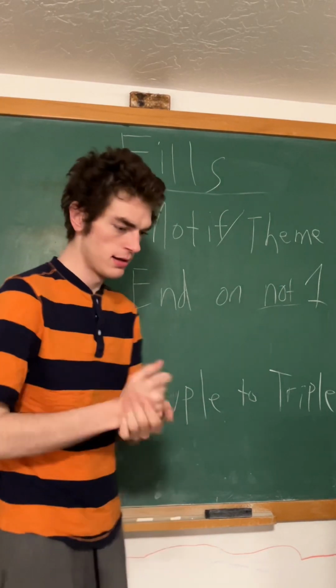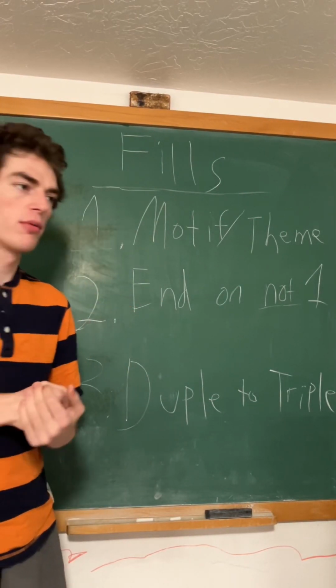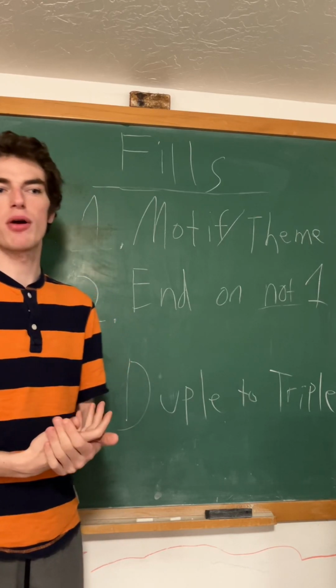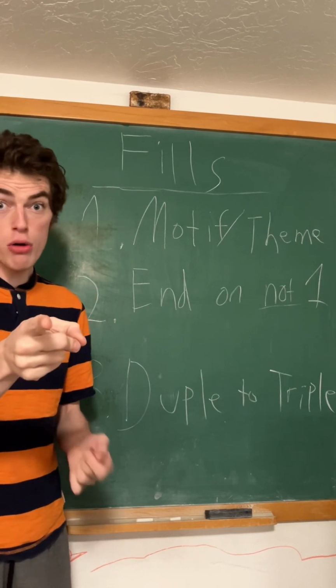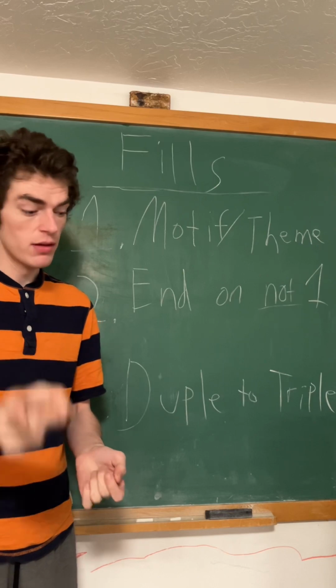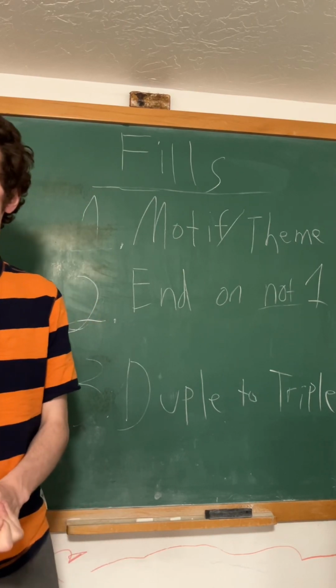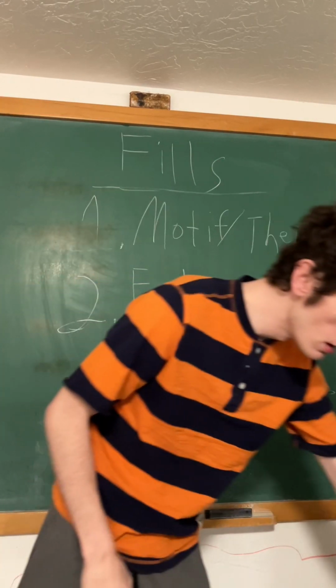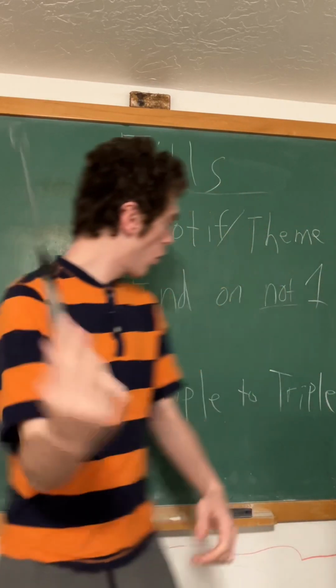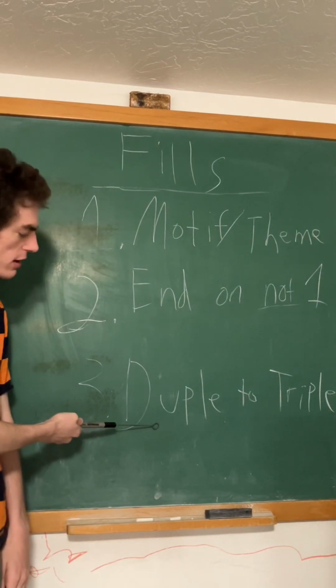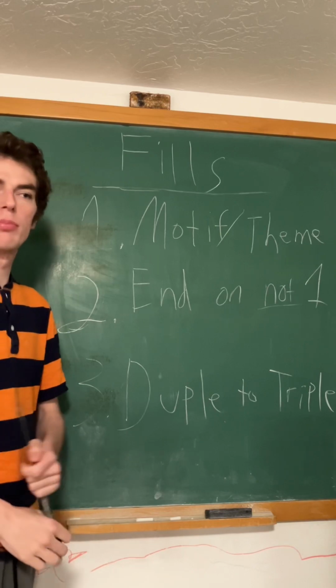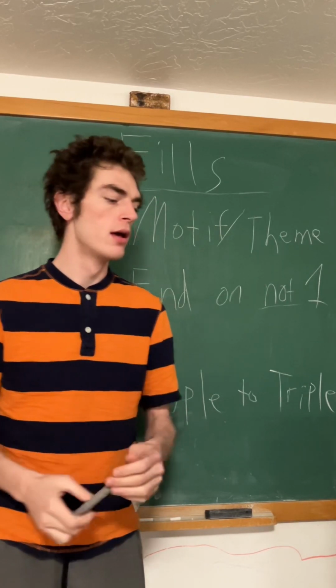Alrighty. Third and final tip is probably the hardest one to conceive, but I promise with a metronome and a lot of practice, you too can do it. Number 3, duple to triple meter. Now what does that mean?